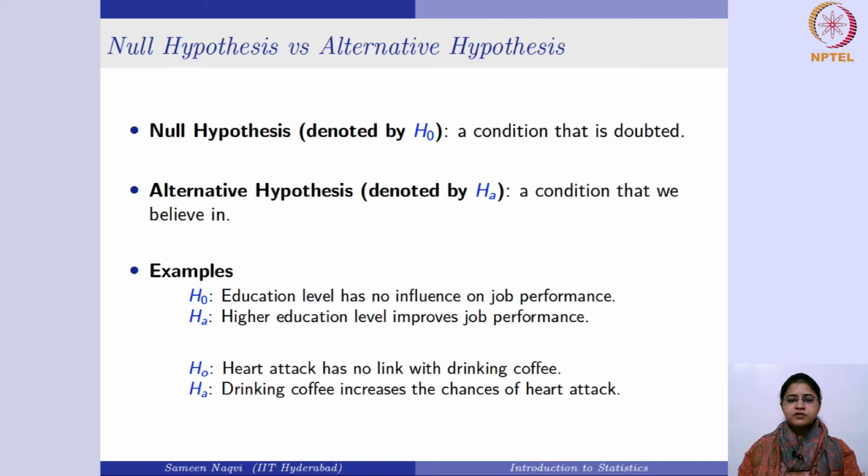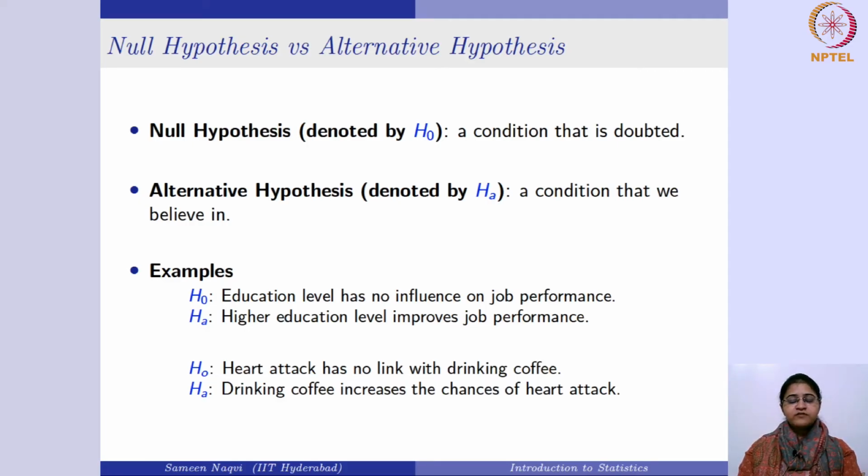So you might frame the hypothesis that tall fathers have tall children. In that case, the negation statement, the one in which you doubt, will be that tall fathers don't have tall children. Something like that you can frame as the null hypothesis. An alternative one will be that tall fathers tend to have tall children.